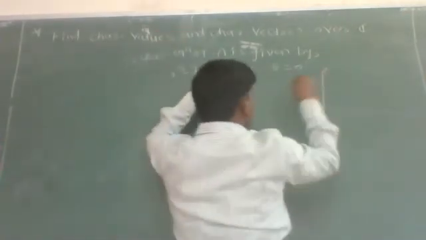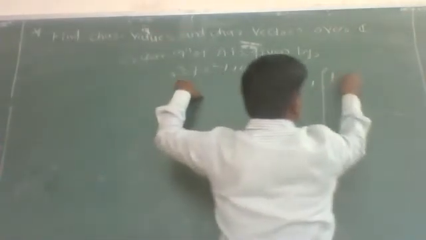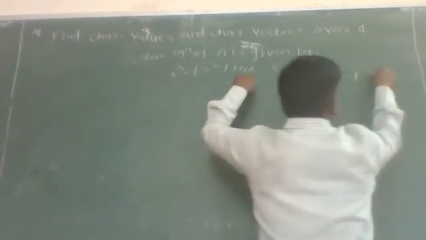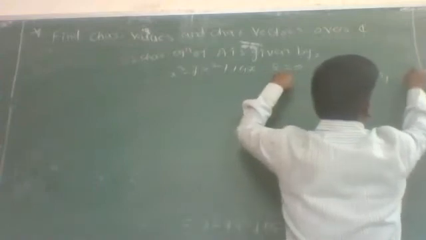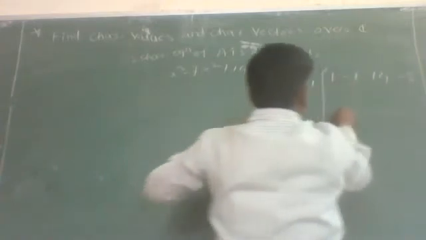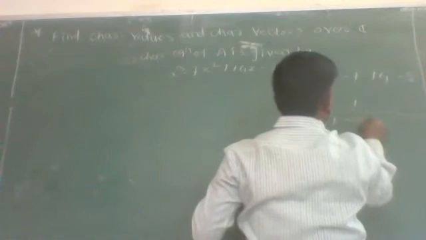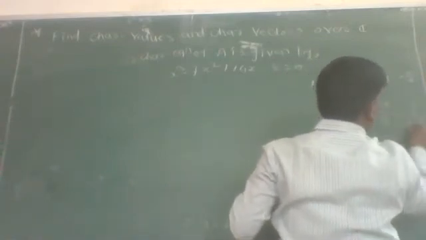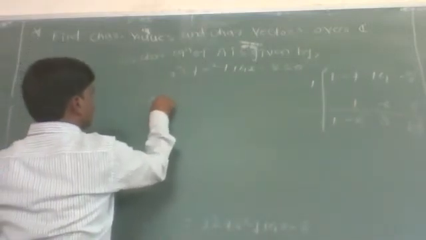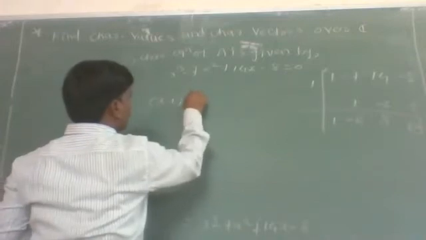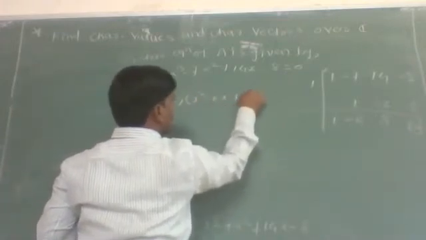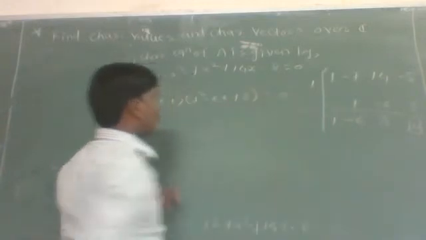So first root is, suppose, 1. Using the synthetic division method: 1, minus 7, 14, minus 8; 1, minus 6, 8, 0. So the first root is (x minus 1) into (x square minus 6x plus 8) equal to 0.